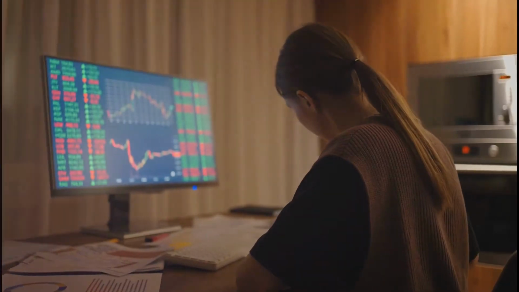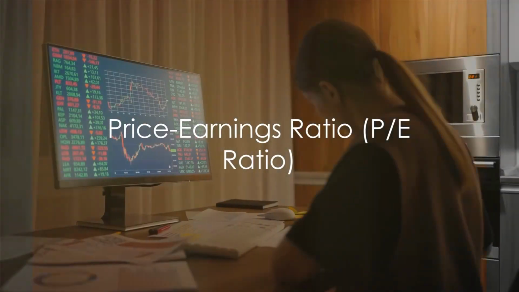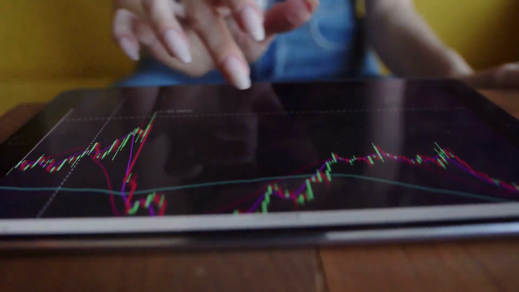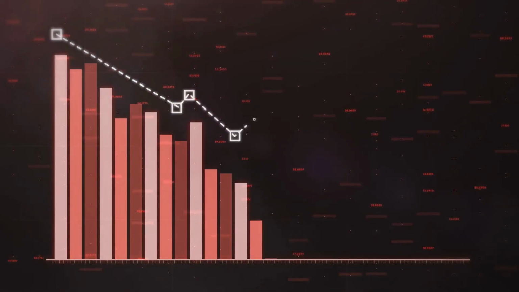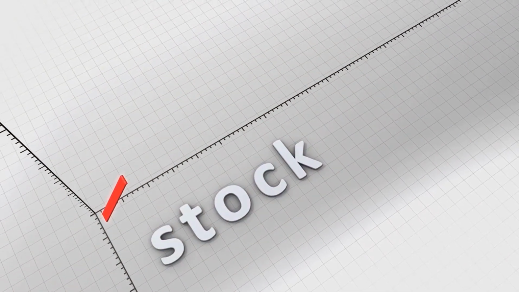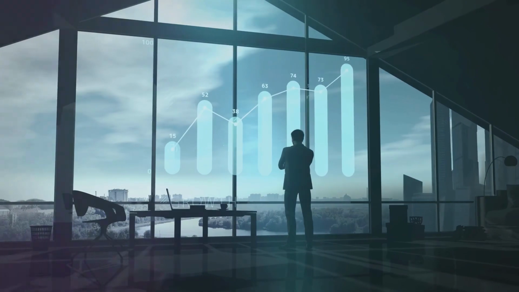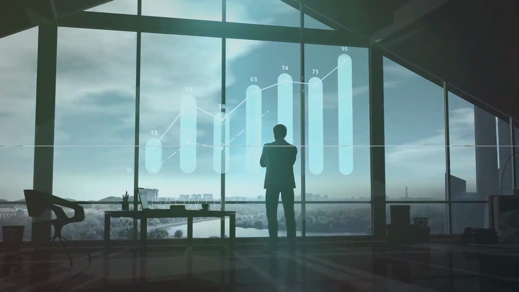First up, we have the price-earnings ratio, or PE ratio. This ratio compares a company's current share price to its earnings per share. When the PE ratio is high, it suggests that stocks may be overvalued, potentially indicating a market top. However, bear in mind that a high PE ratio doesn't always spell doom. It could also mean that investors are expecting high growth rates in the future.